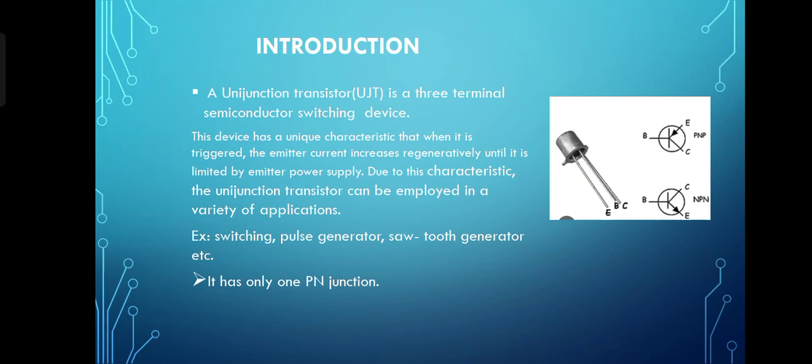UJT has only one PN junction. In the image, we can observe that the UJT has three terminals: emitter, base, and collector. There are two types of UJT, which are PNP and NPN.